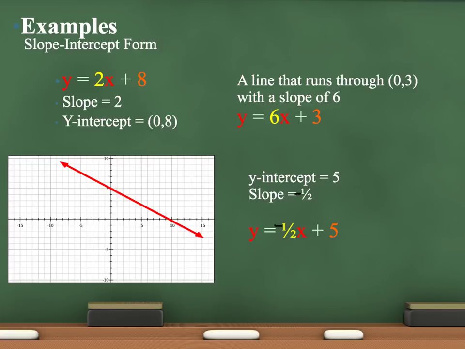Here are some examples. In the equation y = 2x + 8, the slope is 2 and the y-intercept is (0, 8).